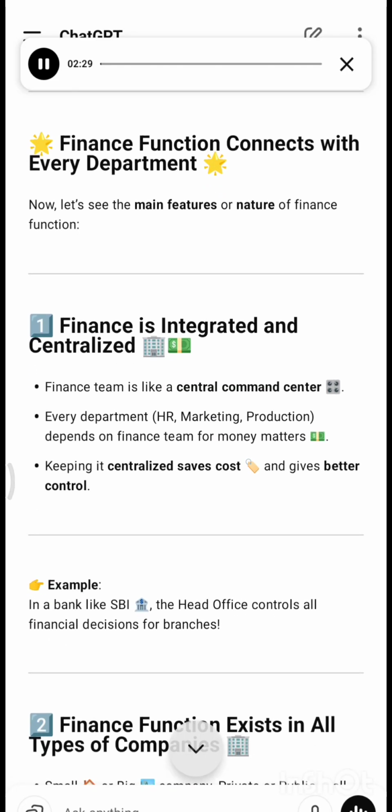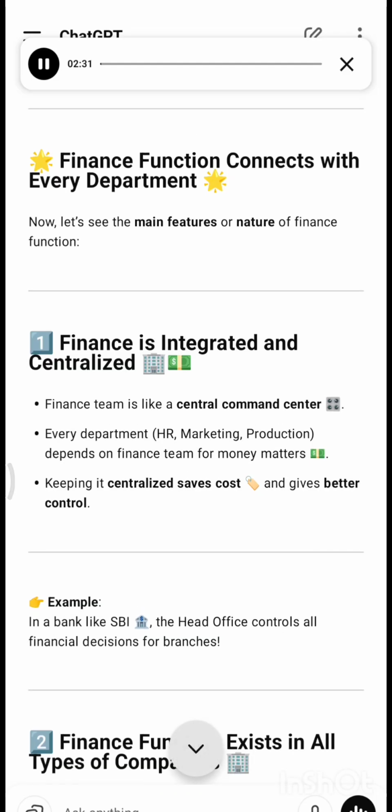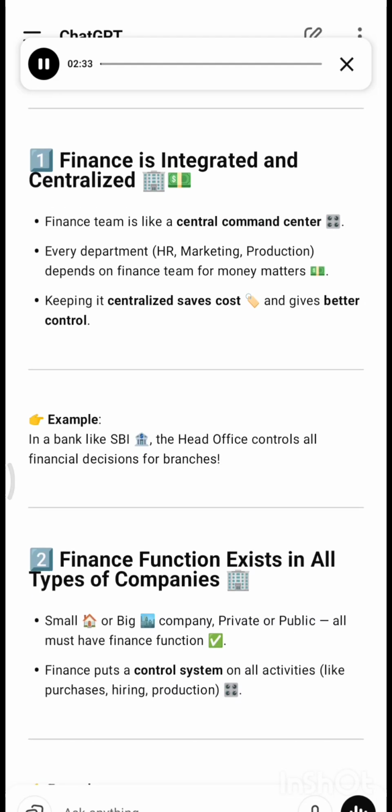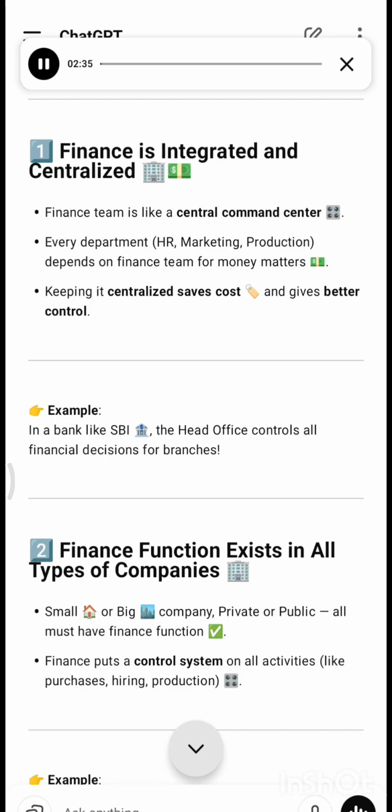Now let's see the main features or nature of finance function. Number 1, finance is integrated and centralized. The finance team is like a central command center. Every department, HR, marketing, production, depends on the finance team for money matters. Keeping it centralized saves cost and gives better control. Example: in a bank like SBI, the head office controls all financial decisions for branches.